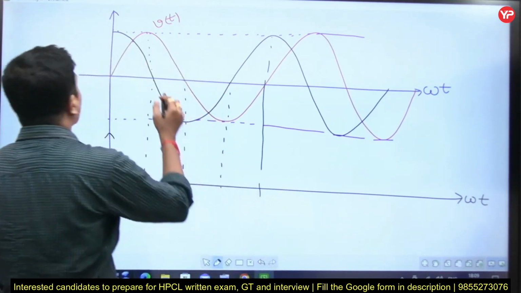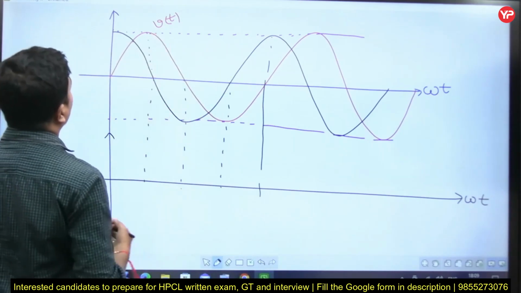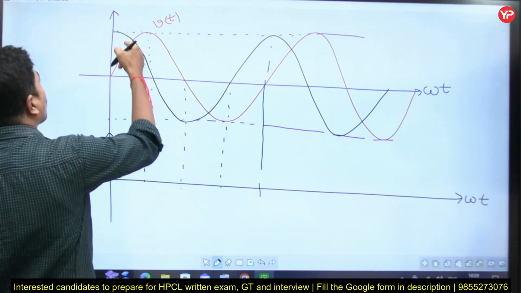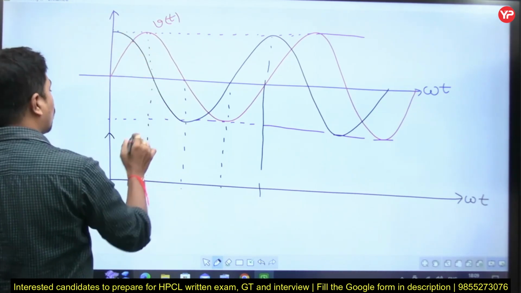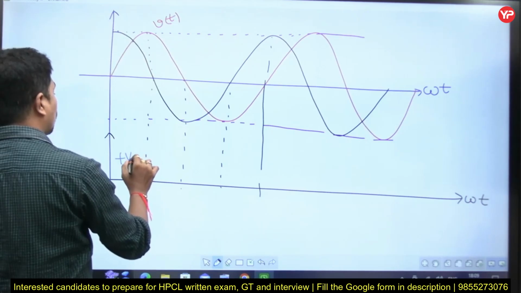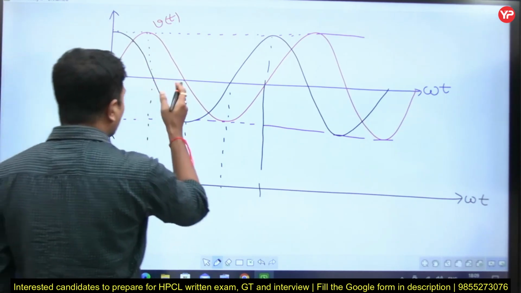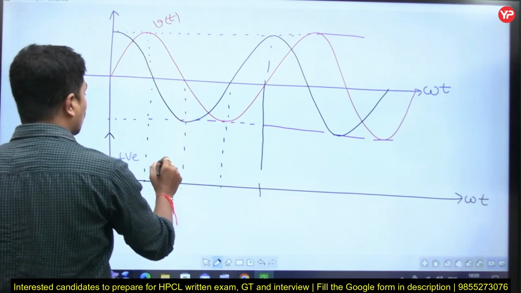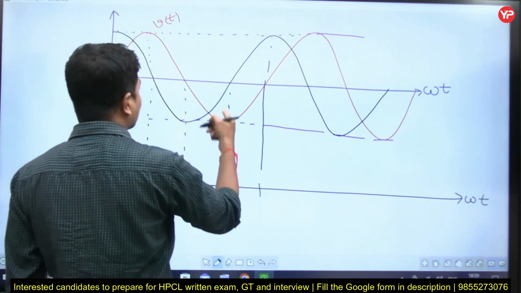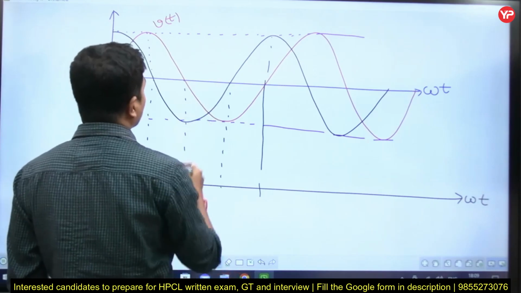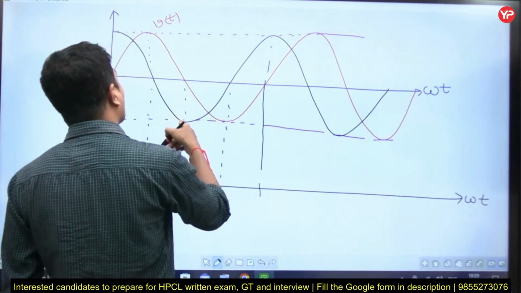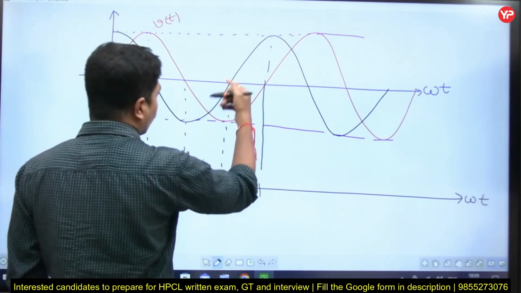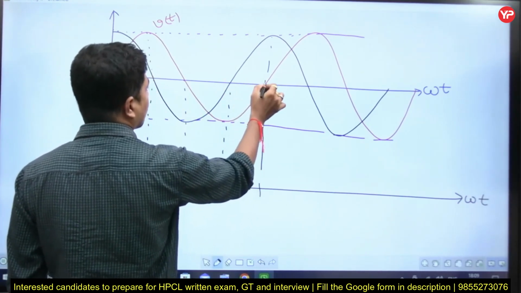Here, in the first quarter cycle, if you observe carefully, voltage is positive and current is also positive, so it is positive, right? In the second quarter cycle, voltage is positive but current is negative, therefore it is negative. In the third quarter cycle, voltage is negative and current is also negative. This is the fourth quarter cycle, this is 1 full cycle.